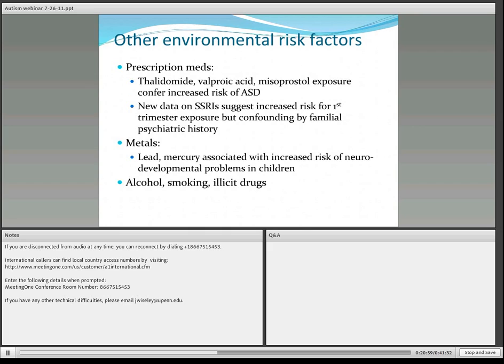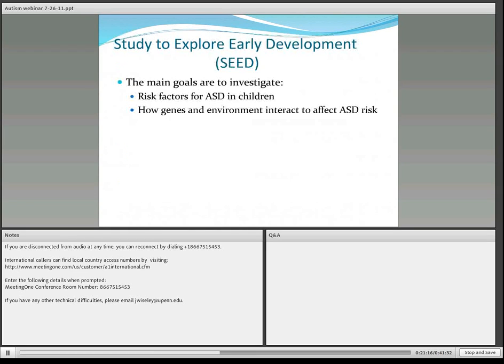We're also interested in the more typical exposures: alcohol, smoking, illicit drugs. These are all things that we're collecting data on in our study, which is this slide here, the Study to Explore Early Development, also known as SEED. This is a multi-site study. It's being conducted by six centers across the country. It's funded by the Centers for Disease Control. And the main goals are to investigate risk factors for autism spectrum disorders in children, and then to look at how genes and environment interact to affect the ASD risk. So that's what we started out talking about, that genetic susceptibility and then environmental triggers.